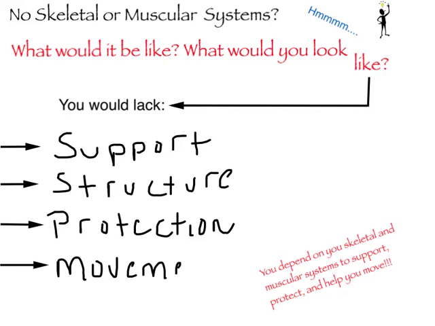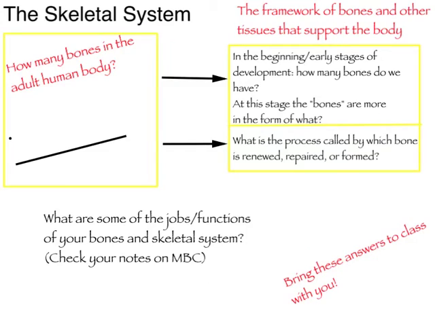We wouldn't have muscles to provide the power to move our body. We wouldn't have skeletal bones for the muscles to attach to move our body. So without this skeletal system, without this muscular system, we would be lacking all of these things right here. And the life that we know wouldn't exist. We as humans, we depend on our skeletal system and our muscular system to support the body, to protect the body, and to help us move. And without these, we would lack those simple daily functions.